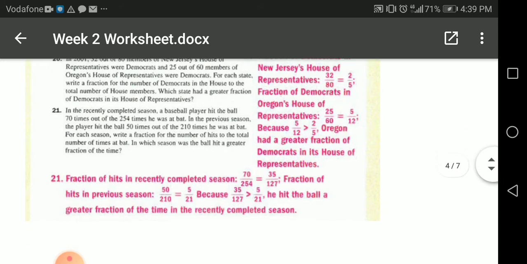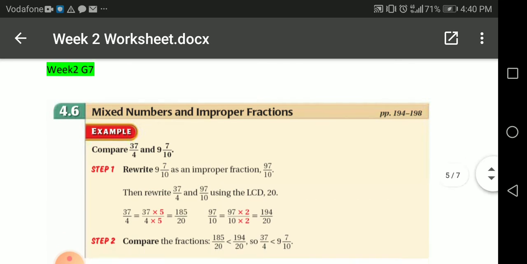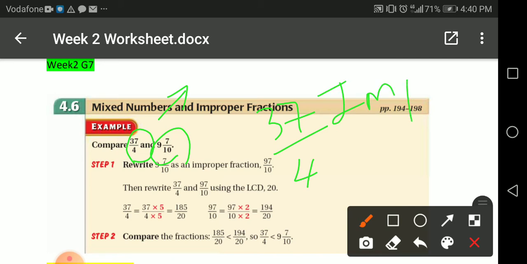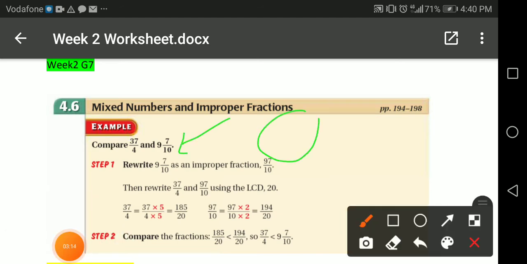Okay, dear students, let's move to the next lesson. It talks about mixed and improper fractions. It's a very easy lesson, guys. If I have 37 over 4, it's called an improper fraction. Why improper? Because the denominator is less than the numerator. What about the mixed one? The mixed number is shown like this: a number with a fraction beside it.